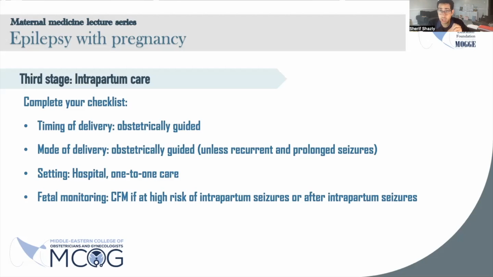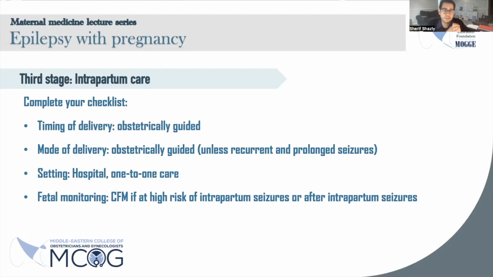Where to deliver? Hospital, of course, because she can get seizures. You don't want that to happen at home. High-risk, obstetric-led care, sure, because again she can get seizures, and we know that the baby may be small in size. And we always say, obviously, one-to-one care. So just like for every patient, there should be a midwife or a nurse, depending on the setting you're working in, in the room with the patient to take care of her.